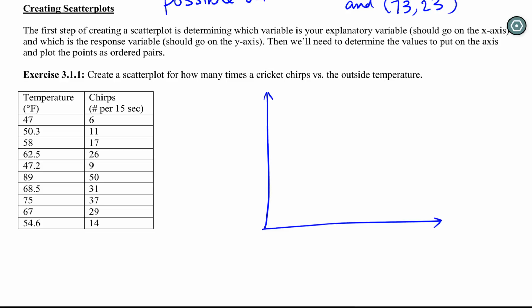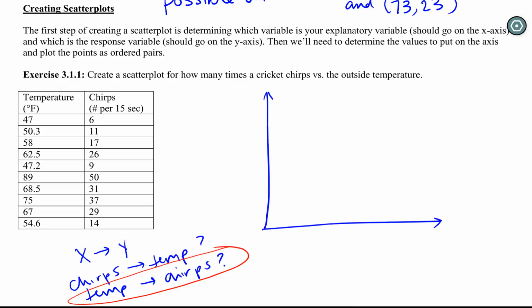So if we look at this, what we need to decide first is which is more likely, right? If there is a directional relationship that we can talk about, we should make that happen on our graph. So X to Y, which is more likely? Do chirps influence the temperature, or does the temperature influence the chirps? Hopefully right away you're saying, okay, this makes way more sense. No way those little crickets are rubbing their legs together so fast to create friction and change the ambient temperature. More likely they chirp based on the temperature.